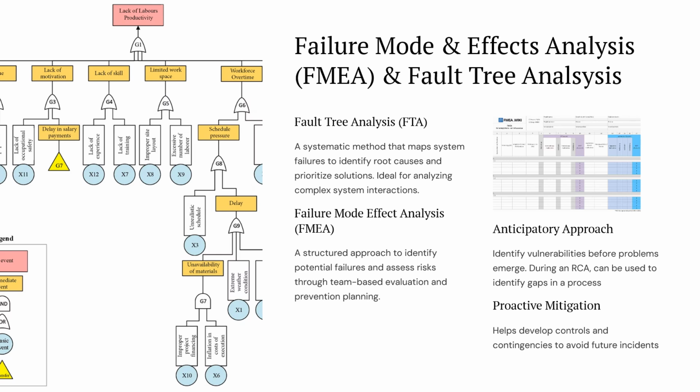A fault tree analysis, or an FTA, is a systematic method that maps system failures to identify root causes and prioritize solutions. They are ideal for analyzing complex system interactions. A failure mode effects analysis, or FMEA, is a structured approach to identify potential failures and assess risks through team-based evaluation and prevention planning.